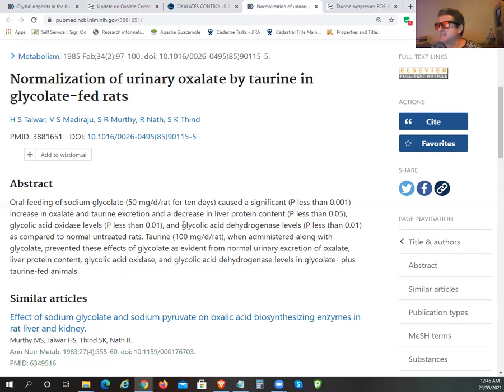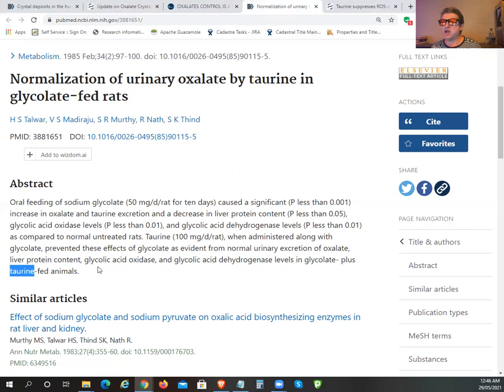Anyway, so glycolic acid dehydrogenase levels as compared to normal untreated rats. Taurine, 100 milligrams a day per rat, when administered along with glycolate, prevented these effects of glycolate, as evidenced from normal urinary excretion of oxalate, liver protein content, glycolic acid oxidase, and glycolic acid dehydrogenase levels in glycolate plus taurine-fed animals. So, taurine again to the rescue.